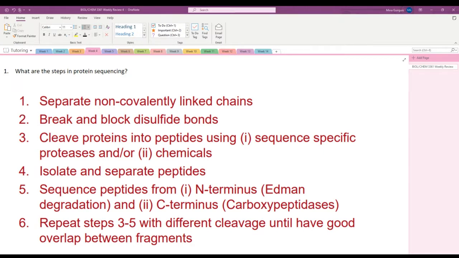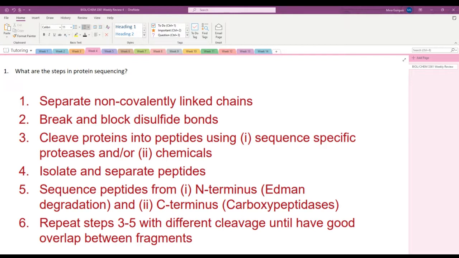So first, we separate the non-covalently linked chains. This is stuff like if you have a quaternary structure, we're going to get rid of the polypeptide and leave only monomers, because we can only identify a single monomer, and then we'll identify the other monomer and put those together. So we have to sequence each chain individually.